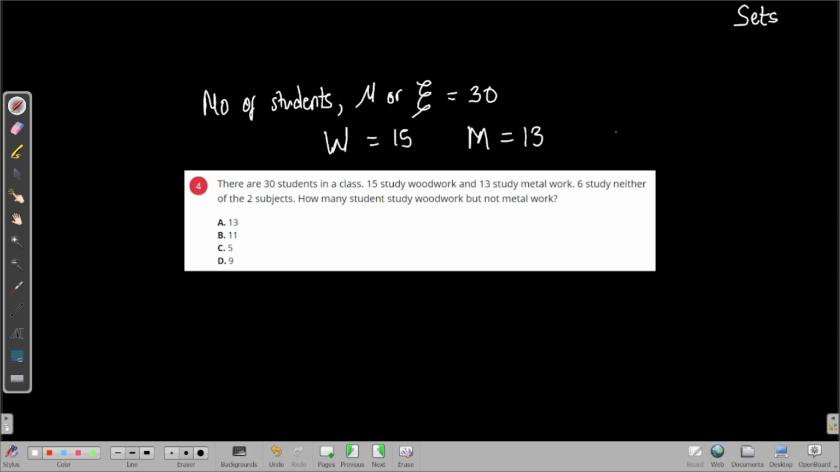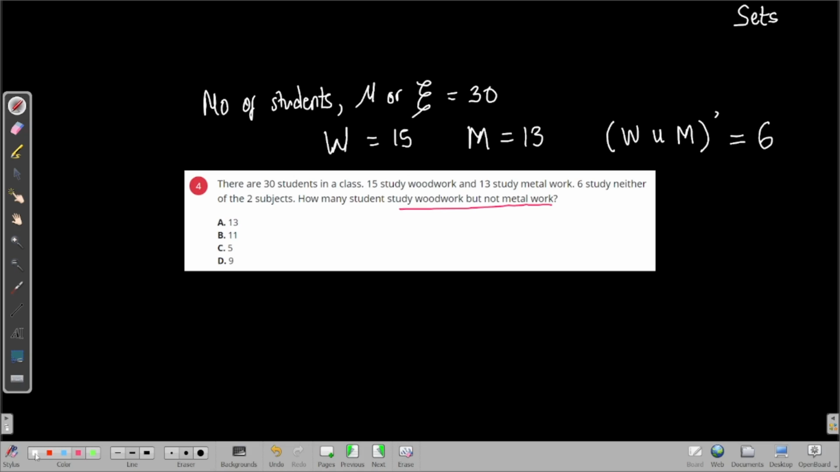What was neither of the two subjects? It means they are not studying woodwork, neither are they studying metalwork. So this is how we represent that, and that's 6. How many students study woodwork but not metalwork? Now you might be wondering, what do they mean by how many students study woodwork? They already gave us the number of students that study woodwork. But the thing is that some of these 15 students are also studying metalwork. They are taking both subjects. So we want to know the students that are only taking woodwork, not metalwork.